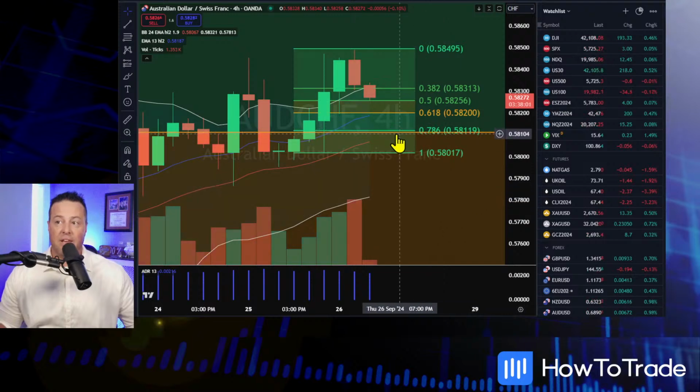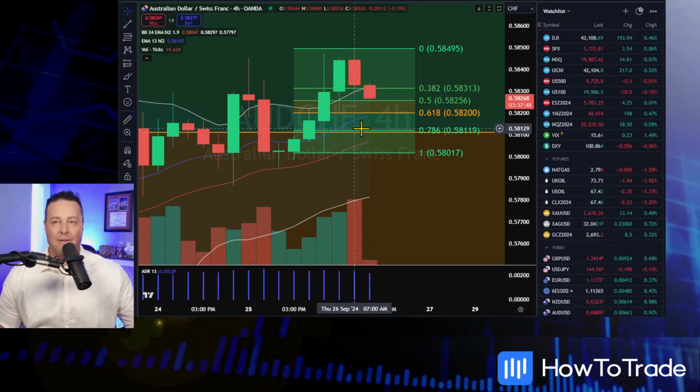Right there, 58.11, 78% on that 4-hour chart. Coalesces with that 58.10. You could be looking right here. You could go from 58 and a quarter. I would wait for the big washout. I'd be looking for 58.15, something like that. I think that's a pretty good level.